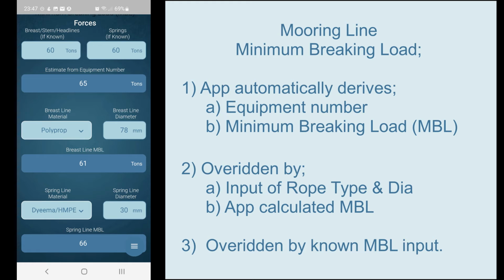If the type and size, that is material and diameter, of the ropes is known, the app will calculate the minimum breaking load using established international standards. This will override the figure based on the ship's equipment number. If the breaking strain of the ropes, however, is known by reference to certificates or manufacturer's data sheets, this can be entered directly and, as before, will override other inputs.